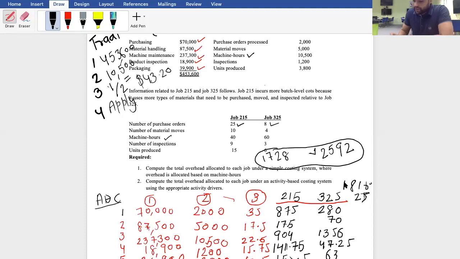For job 215 is 875 plus 175 plus 904 plus 141.75 plus 157.5. So which is 2253.25. So which is 2253.25.